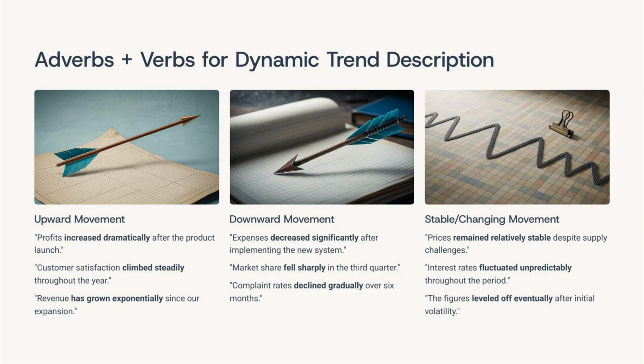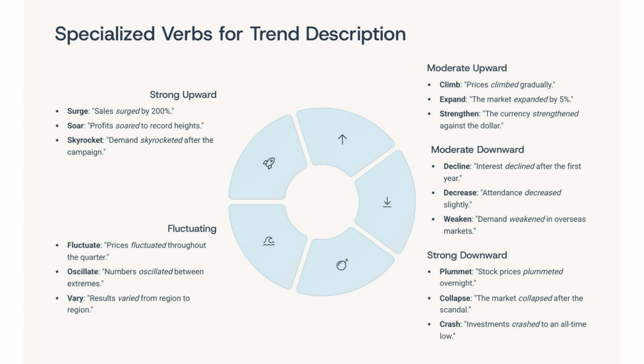You can also use adverbs and verbs for a more dynamic description. For upward movement, you can say, profits increased dramatically after the product launch. For downward movement, an example is, expenses decreased significantly after implementing the new system. For stable or changing movement, you could say, prices remained relatively stable despite supply challenges, or interest rates fluctuated unpredictably throughout the period.